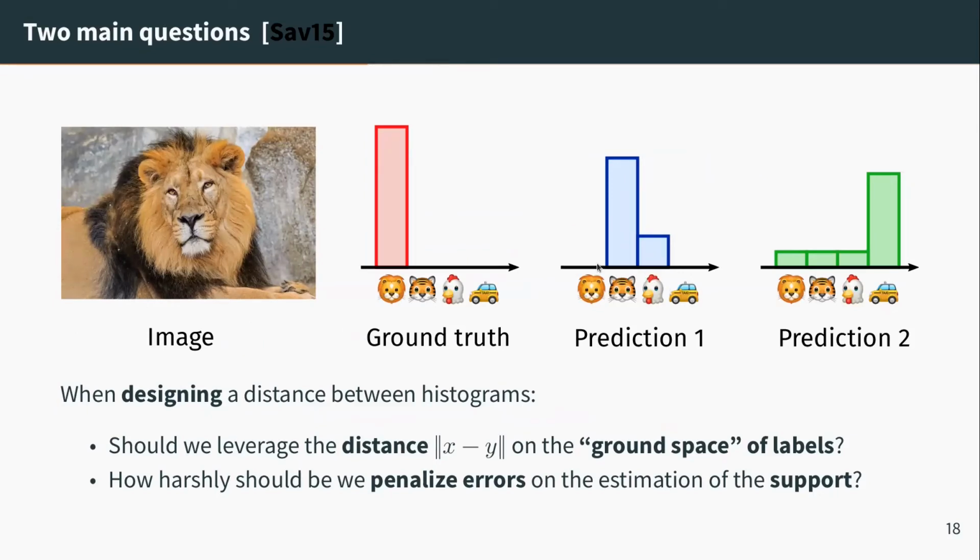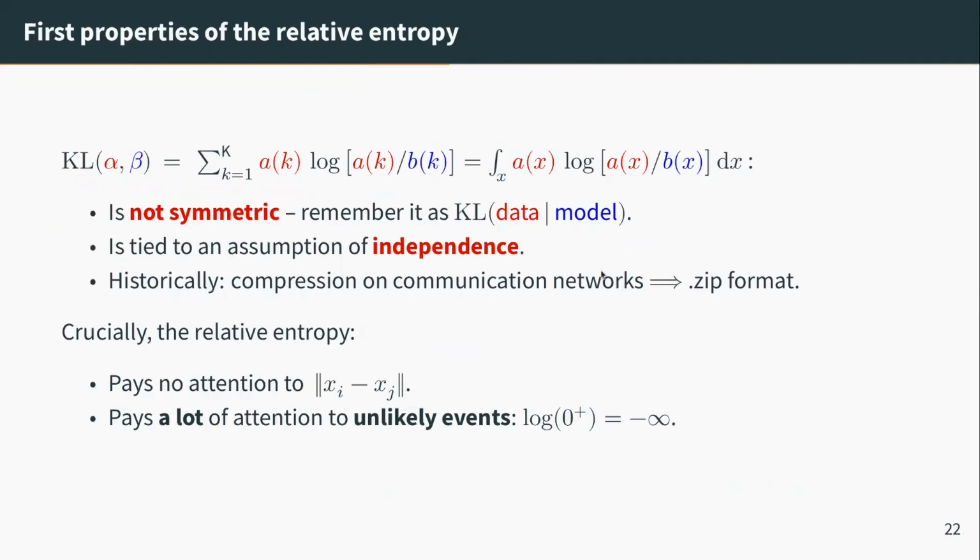Because prediction 1 basically was too confident that this was not a lion. It was a major mistake. Basically, you get plus infinity penalty. So that's the first property to have in mind about this.